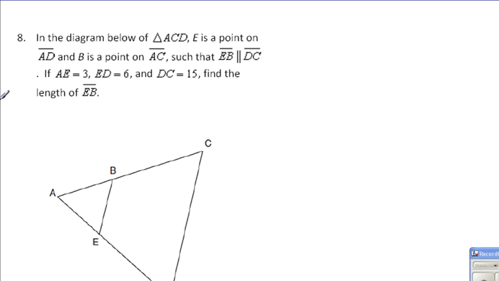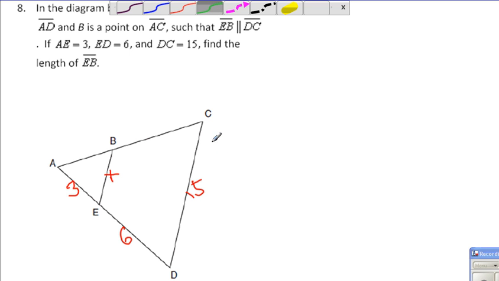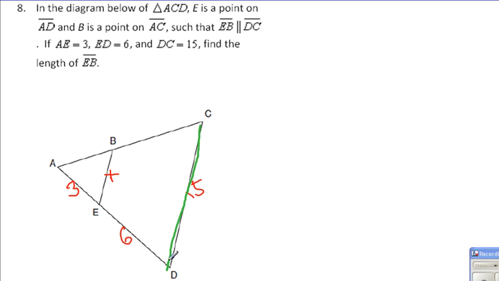Alright, here we have AE is equal to 3, right here. But ED is equal to 6. And DC is equal to 15. Find the... so notice that these lines, whether it be 15 or whether it be X, both are the full size of a triangle. On the other hand, 3 is, but not 6. 6 in fact has to be combined together with 3 to get the full size of the triangle.